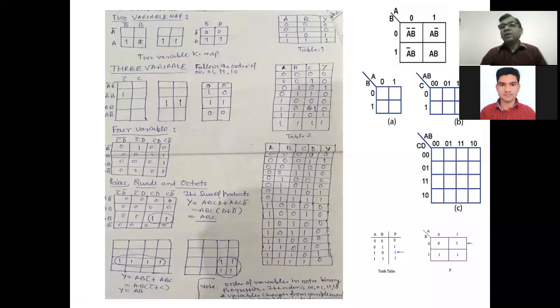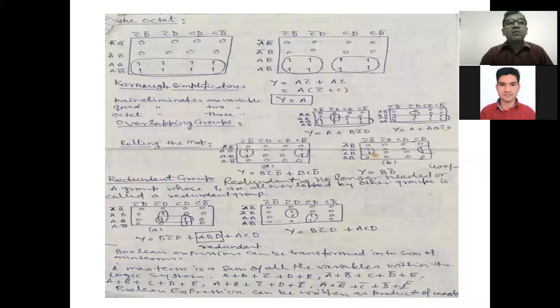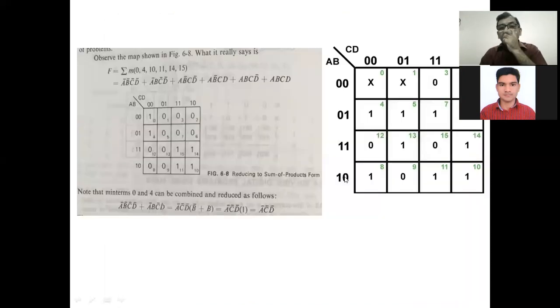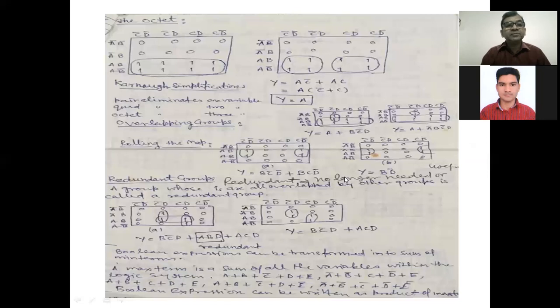So when going for a K-map solution, first we look for whether there is any octet. If there is, then we take the octet first. Then we will go for whether there is any quad. In the K-map, we will go second for the quad.